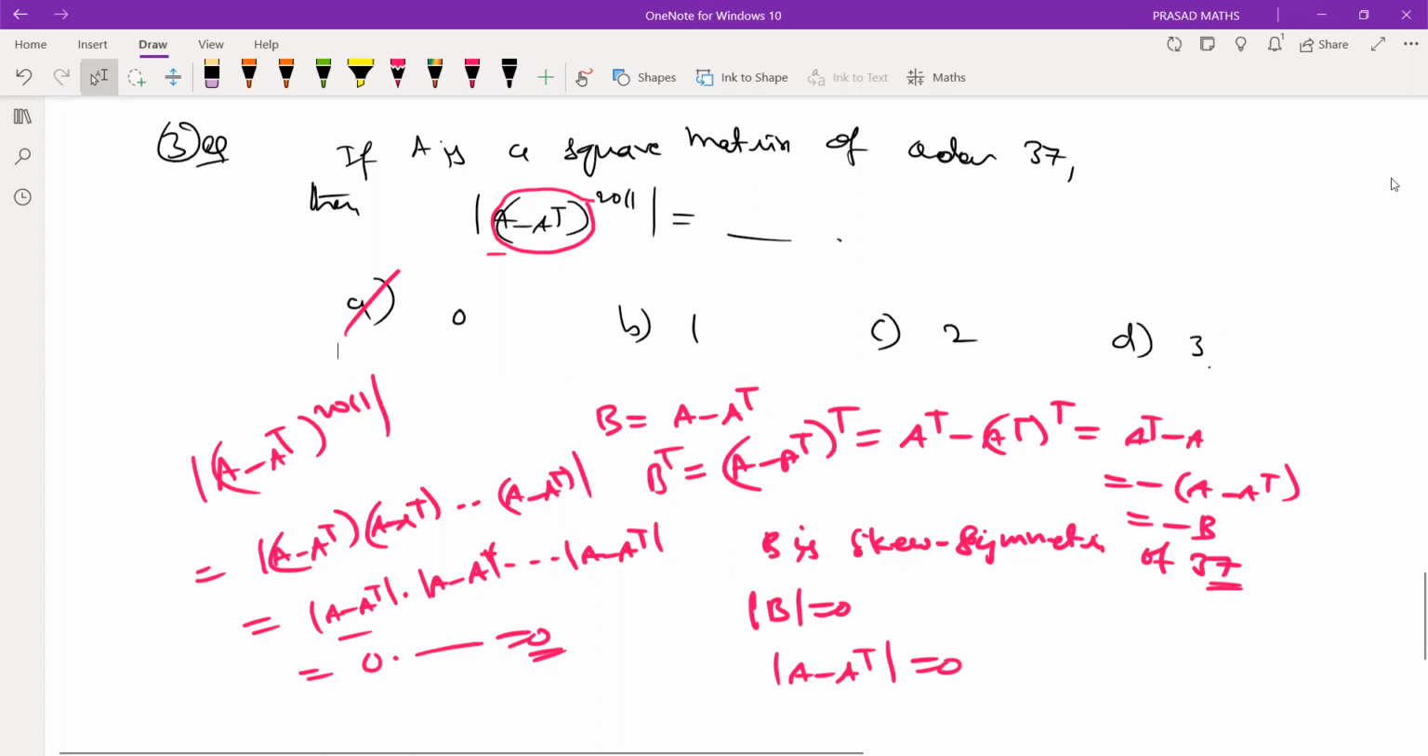Sir, of order 37 and A power 37 is equal to I, yes, sir. A power? Not A power, A of order 37. A is a matrix of order 37, 37 cross 37. A is a matrix of order 37, 37 by 37. Right? Is it clear?